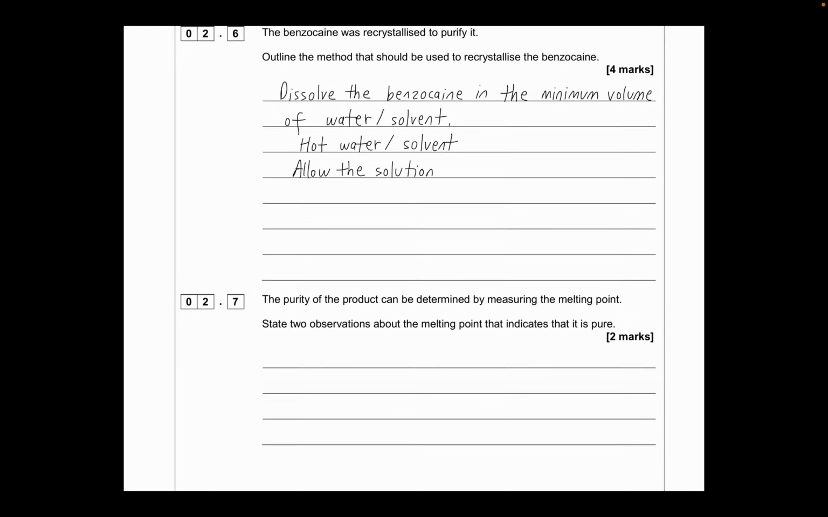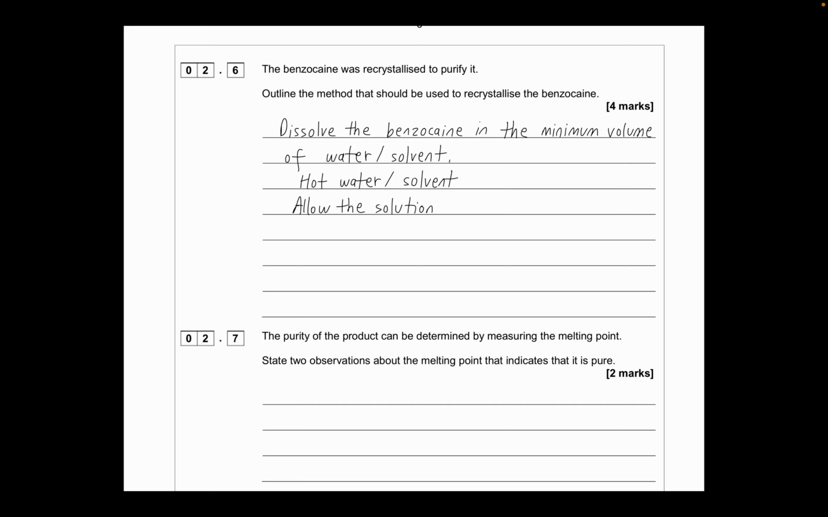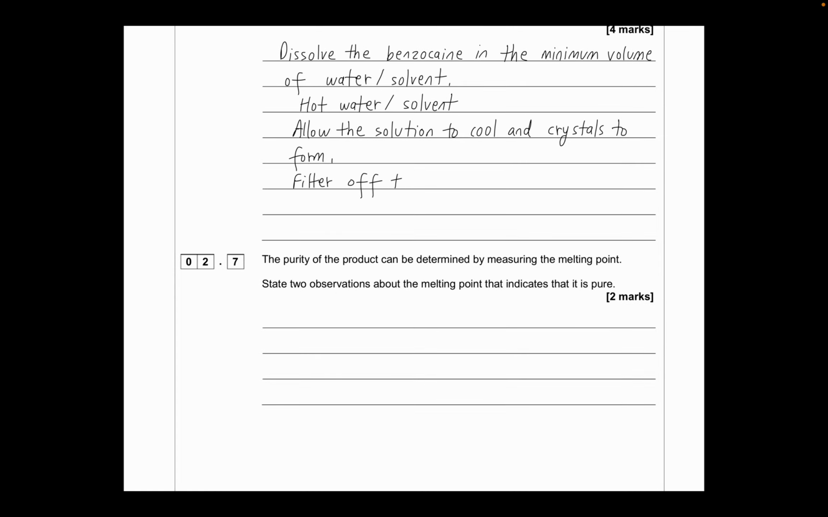You're going to allow the solution, I'm just going to show the question there, to cool and crystals to form. Okay. On top of that, you're going to filter off the pure product under reduced pressure, and you're going to be using a Buchner funnel.